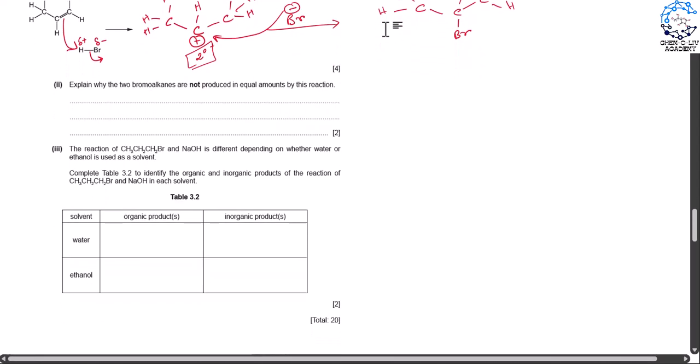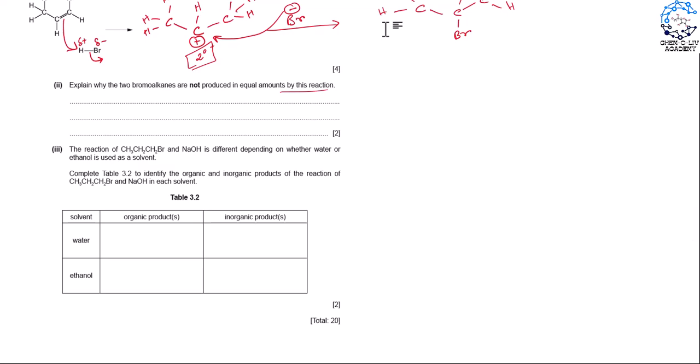Right. Let's move to the next. Explain why the two bromoalkanes are not produced in equal amounts by this reaction. Because you need to write that 2 degree carbocation is more stable than 1 degree carbocation. So because of that, the more stable carbocation will form in a major amount.